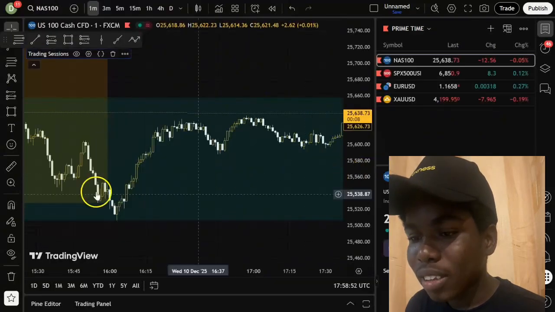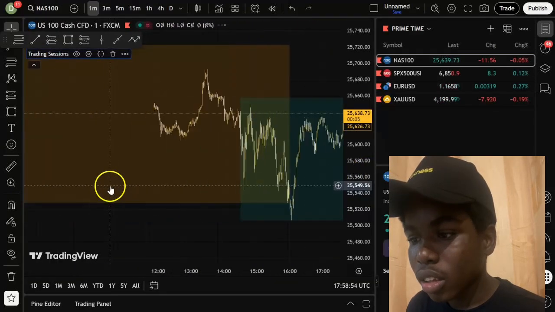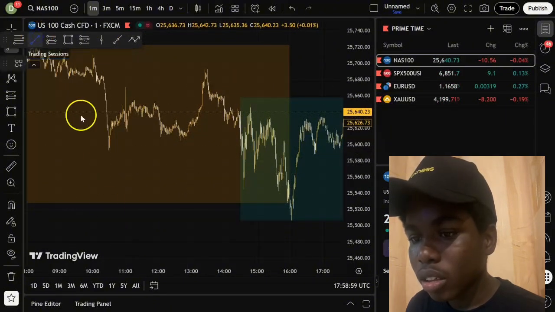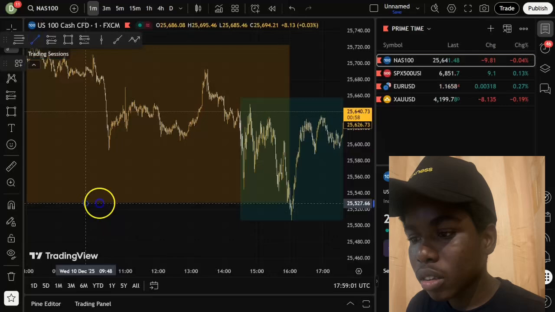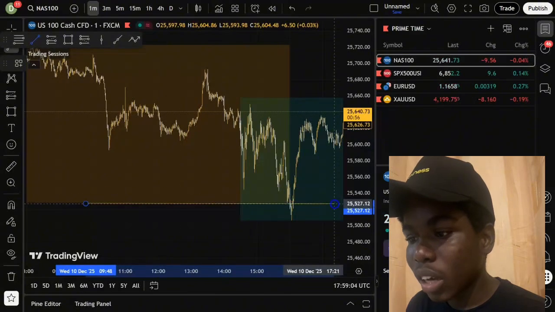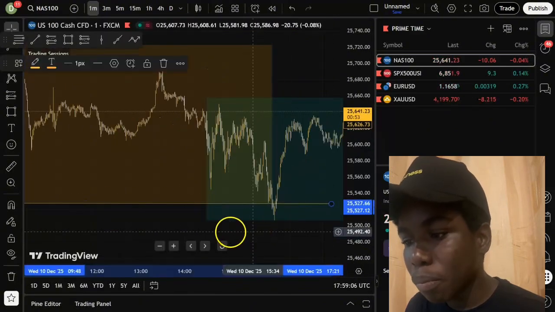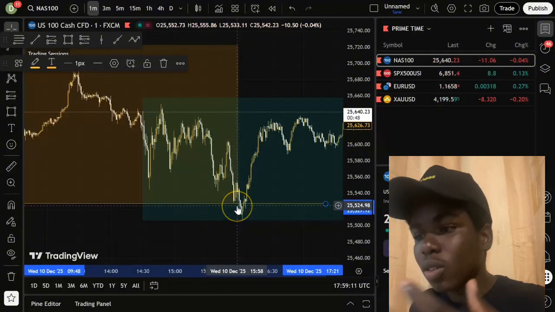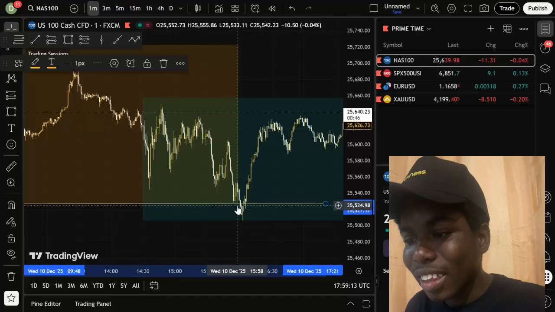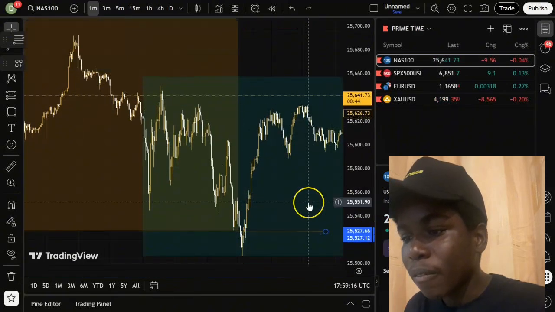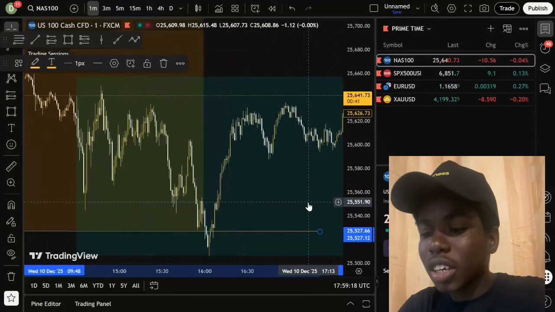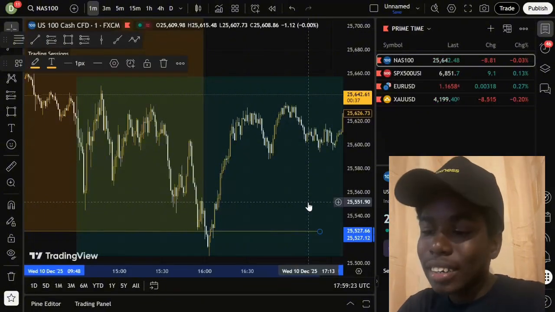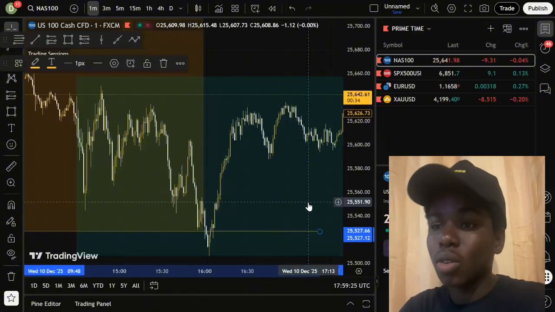So what happened was that this is the low right here. Let me take this. This is the low right here. So we are just waiting for price to dip below the low, then wait for price or order flow to change, and then we go to the upside. So how do we know that order flow is changing? Me specifically, I use change of character and imbalances or fair value gaps.